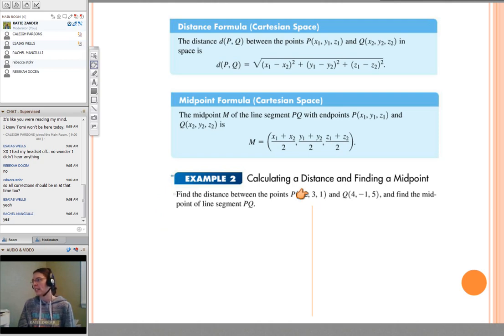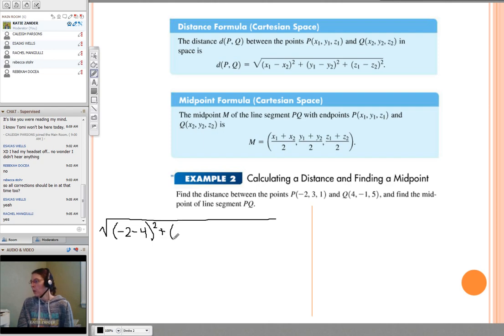It says find the distance between the points and find the midpoint between those 2 points. So let's start with the distance formula. We're going to take the square root of the x's subtracted there, so -2 minus 4, squared. We'll do the same thing with the y's, 3 minus -1. Careful of those double negatives when we're working through this. And then 1 minus 5 for the z's.